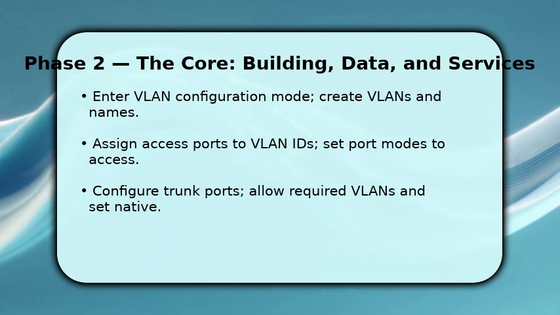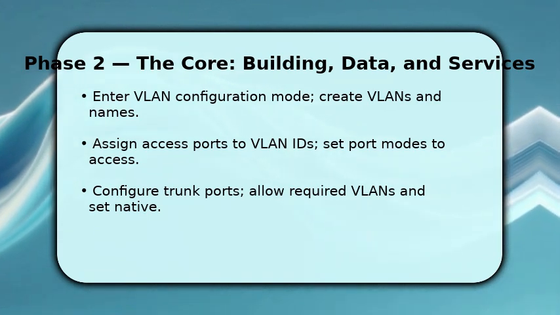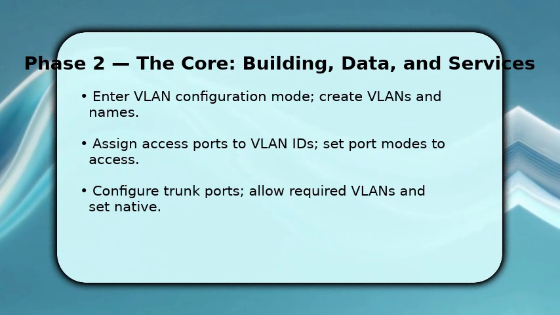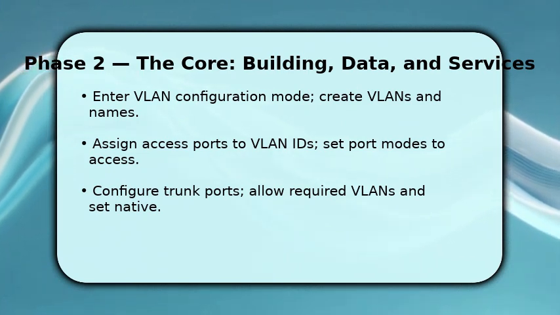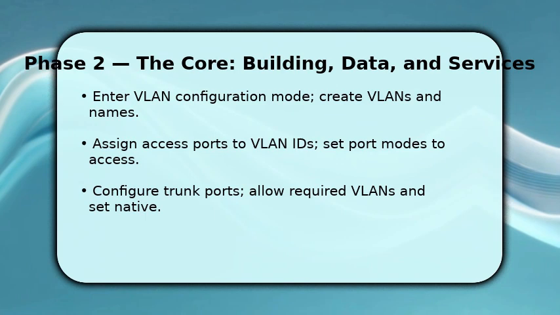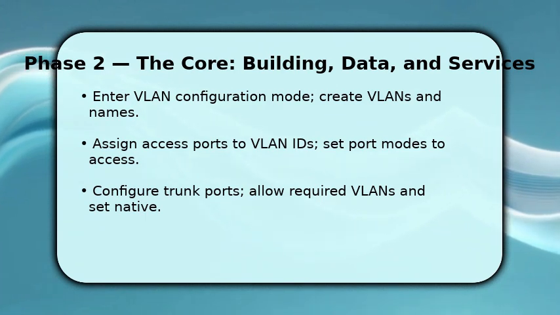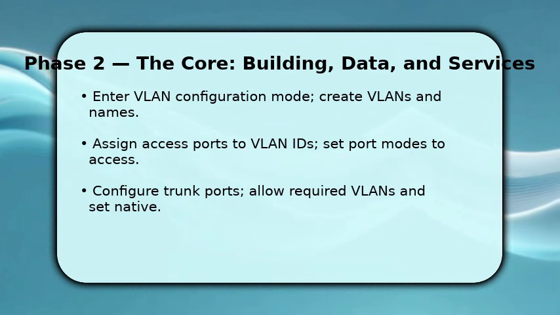Use the Vlan ID and name commands, then move to interface config to set ports to access and assign the correct Vlan ID. For uplink ports, configure trunk mode and explicitly allow only the Vlan needed. Set the native Vlan to match the network policy.